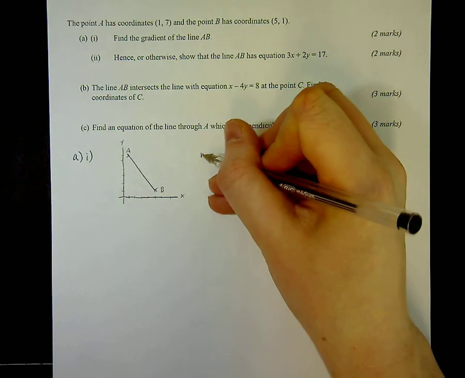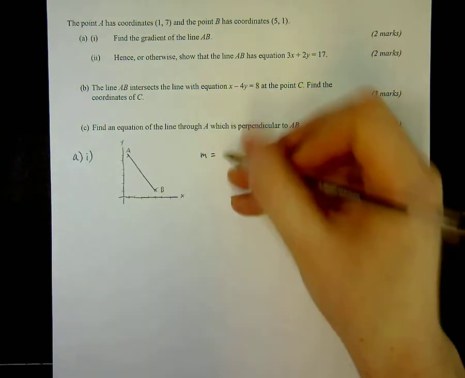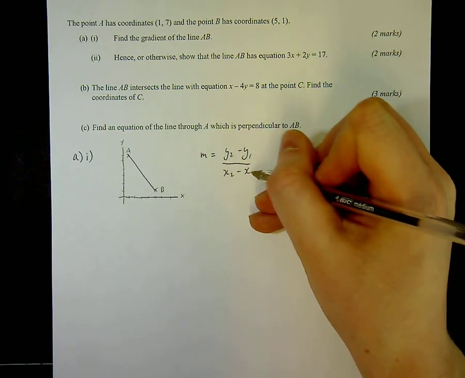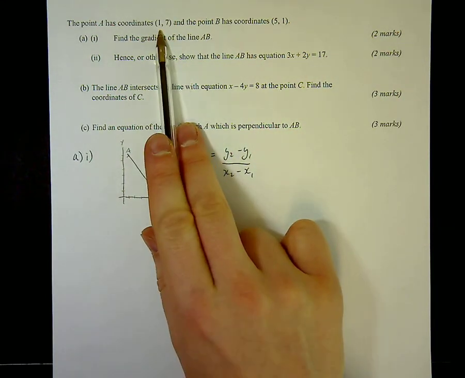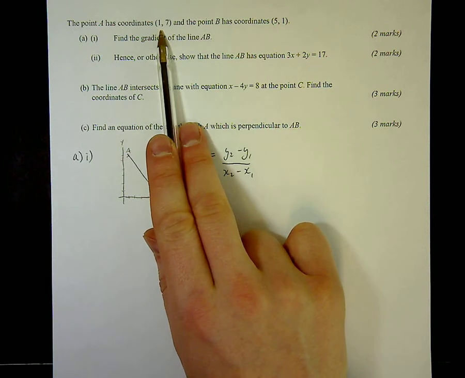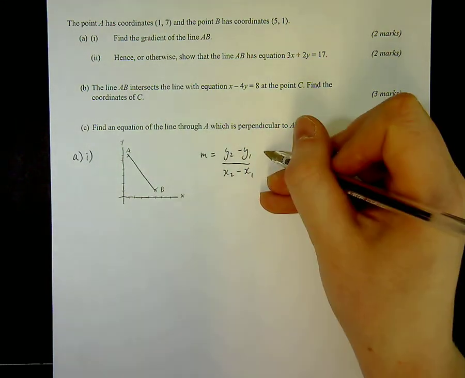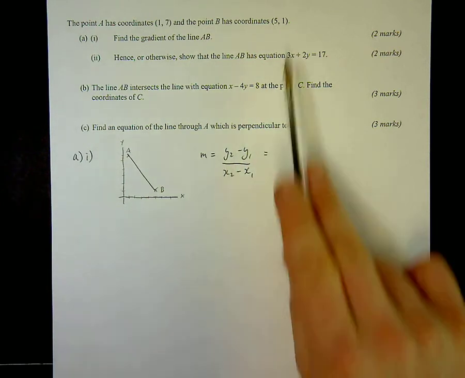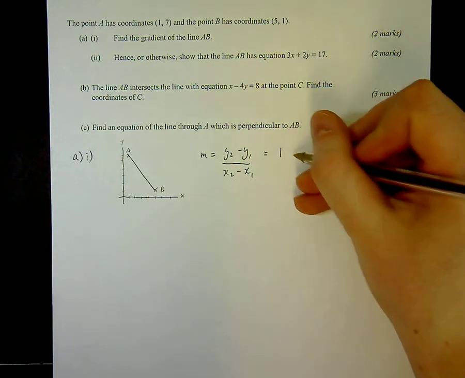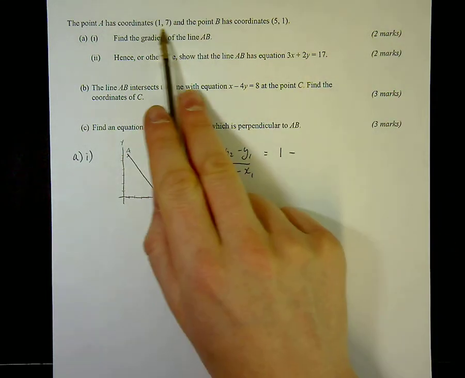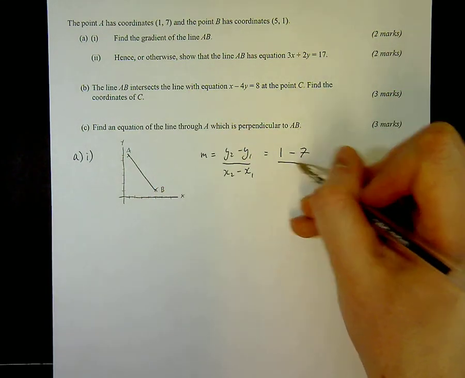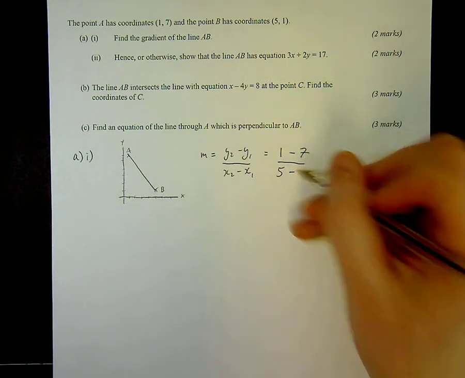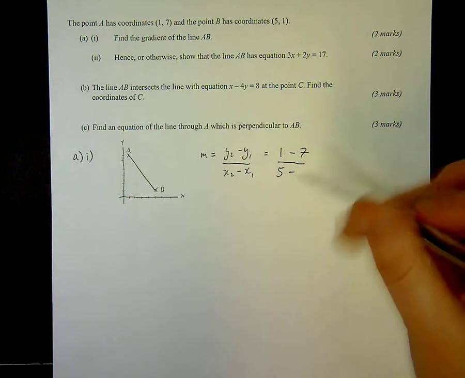I'm then just going to use the quick formula for gradient, which is y2 minus y1 over x2 minus x1. It doesn't matter which one I pick as coordinate 1 or 2, but I'm going to say point A can be coordinate 1, point B can be coordinate 2. So if I fill in the values, my second y coordinate is 1, subtract my first y coordinate, which is 7, over my second x coordinate, 5, subtract my first x coordinate, which is 1.